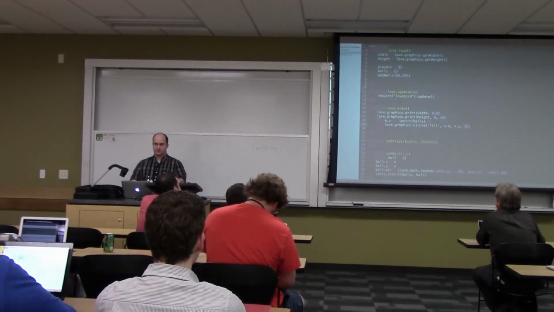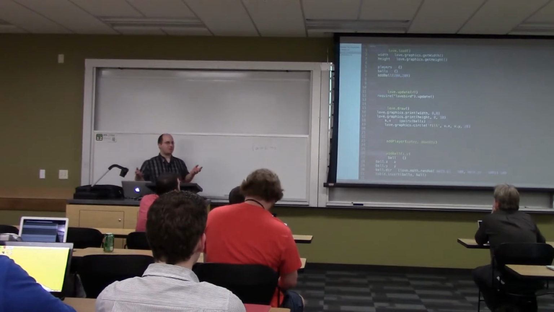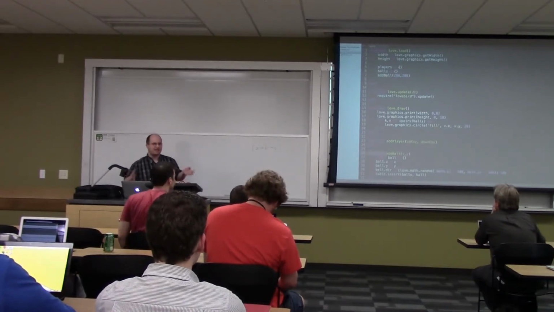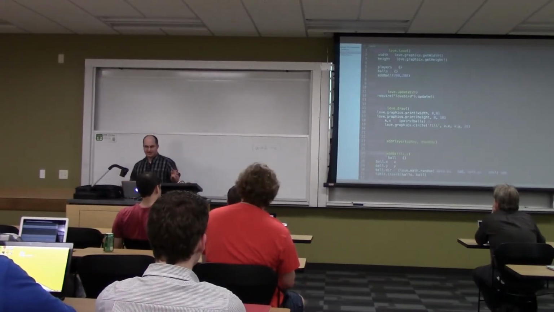So let's look at how that ball was created. Up here I call the add ball function, and I'm giving it an x and a y coordinate. Down here I declare the function. So I say I'm making a function called add ball. And this function expects two things to be given to it. These are called arguments. Okay? An x and a y.